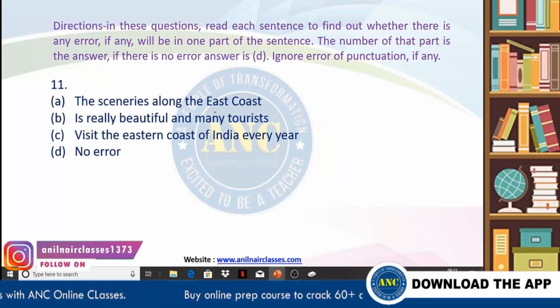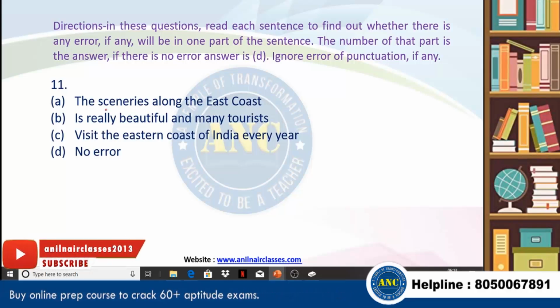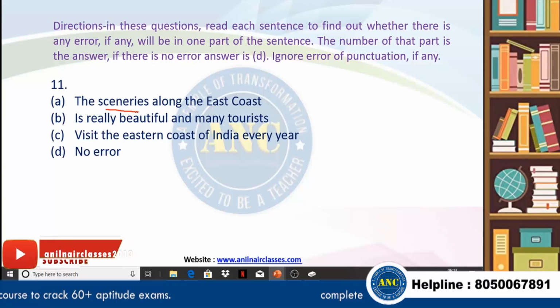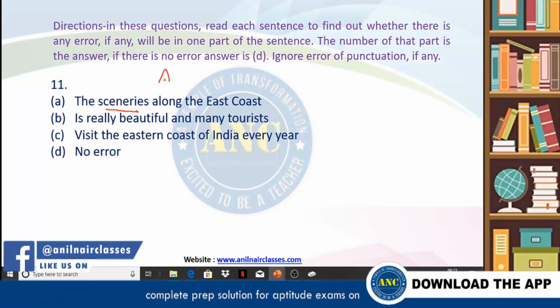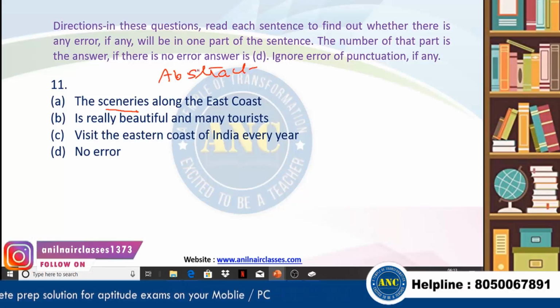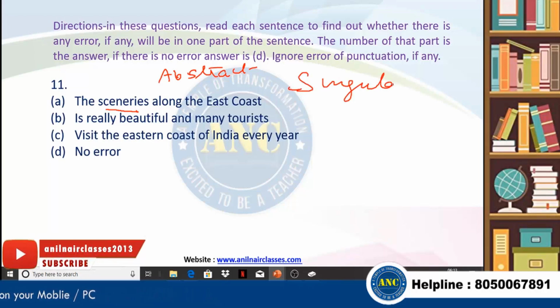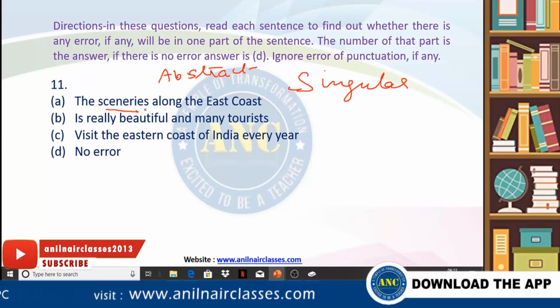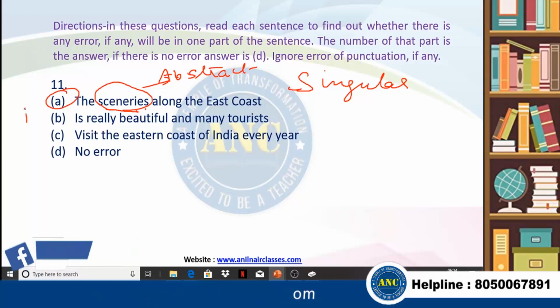11th question. The sceneries along the east coast. The very first one itself has an issue. Sceneries. Remember, we have discussed that scenery is like an abstract noun, with no plural form. They are only present in the singular form. There is no word called sceneries. There is only scenery. So this is the error. I can name an error, so I'll select A as the right answer.